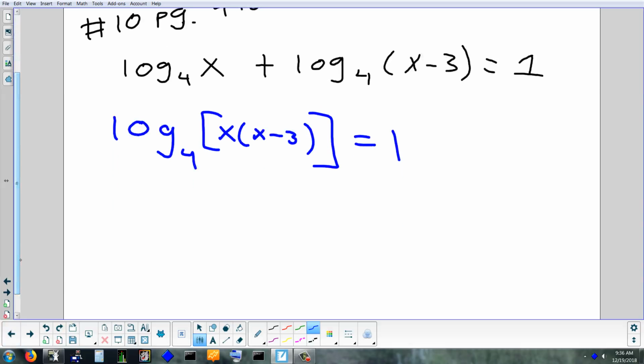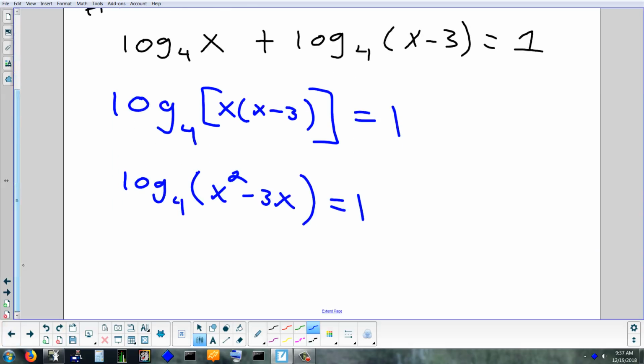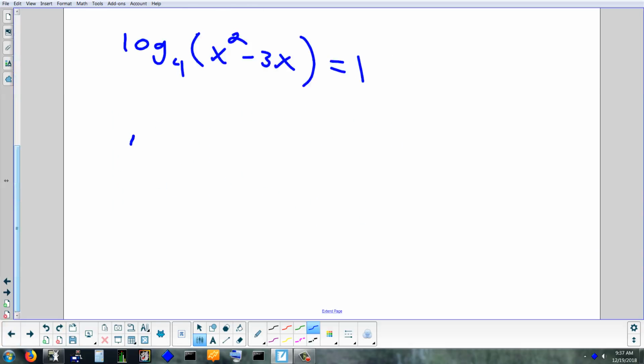All right, so let's do it. What do you get when you distribute out that x? X squared, and then minus 3x. Perfect. X squared minus 3x. Now, you've combined everything you can into a single log. So the only thing you can do now is change this equation to exponential. What's my base? 4. My exponent? 1. And the argument ends up by itself: x squared minus 3x.